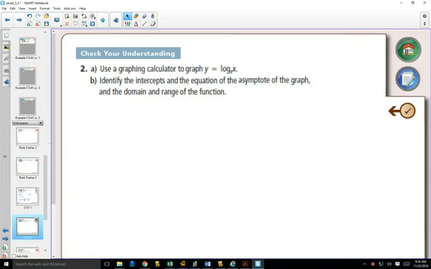We are going to change the instructions on this one from "use a" to "without a." Without a graphing calculator, graph y equals log base 8 of x. So we have done this already.